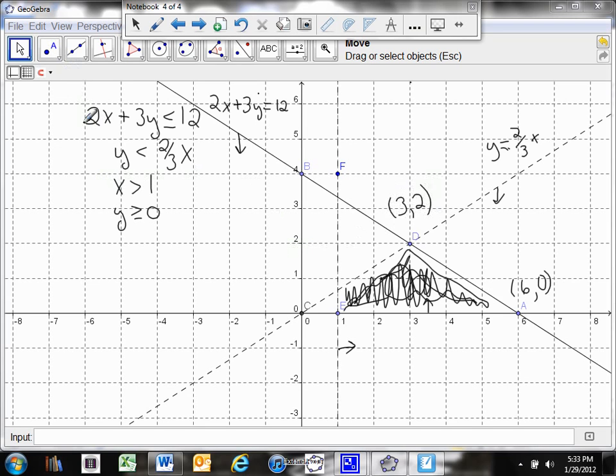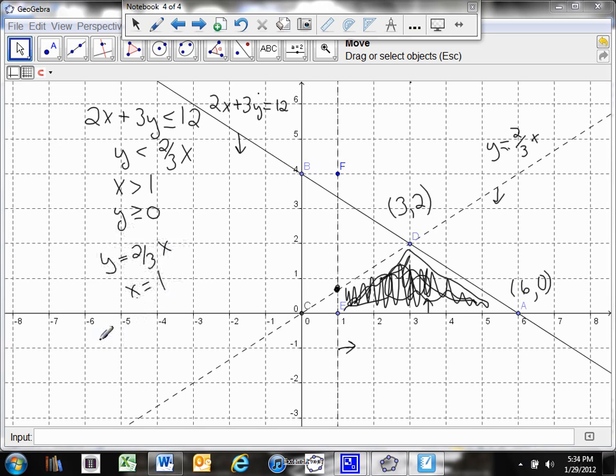Otherwise, you'd have to solve the system of equations where 2x plus 3y is equal to 12 and y is equal to 2/3 x. So you do a substitution and you solve it. Well, this vertex right here, I actually have to do that. I've got the line x is equal to 1 and y is equal to 2/3 x. So I'm going to solve this system by substitution. I know it's pretty easy, and it's not always this easy.